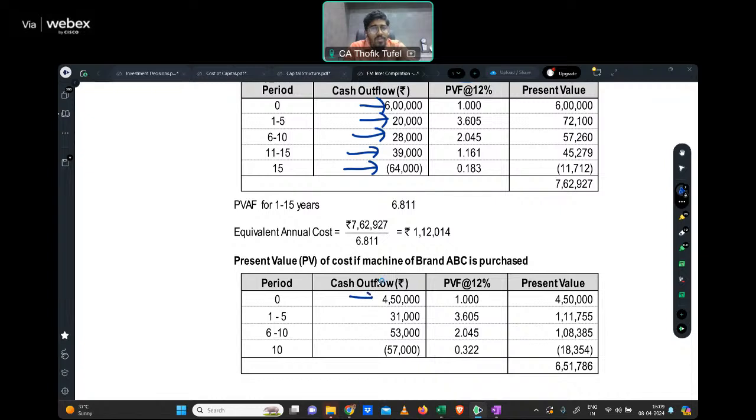Here, in the 0th year, 4 lakh 50. 1 to 5, this is the cost. 6 to 10, this is the cost. 10th, this is the cost. All these are present value annuity factors, present value factors, and you have to find out the present value. So this is the present value for 15 years. Dividing by the present value annuity factor for 15 years, you are getting the equivalent cost as 1,12,000.